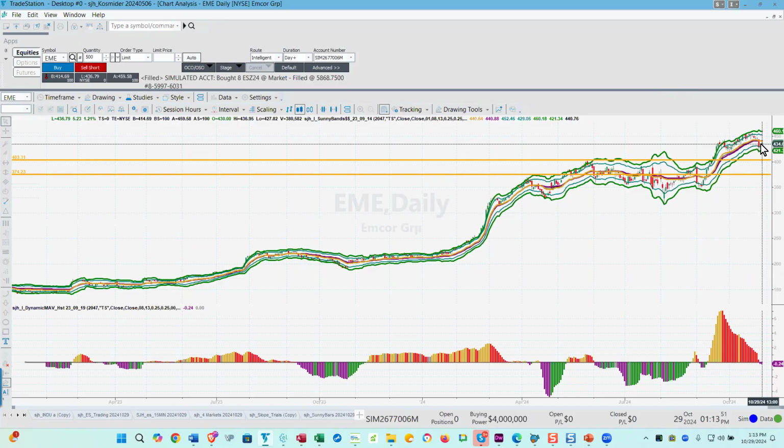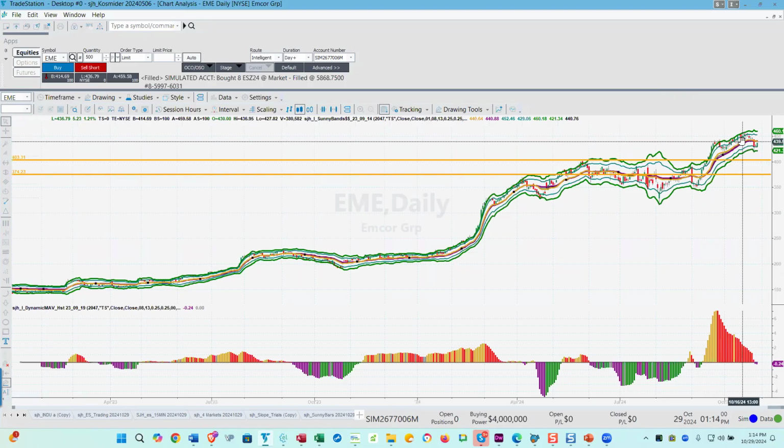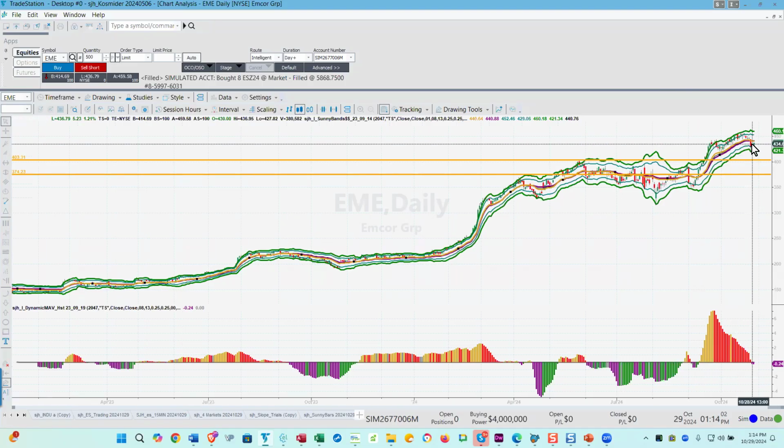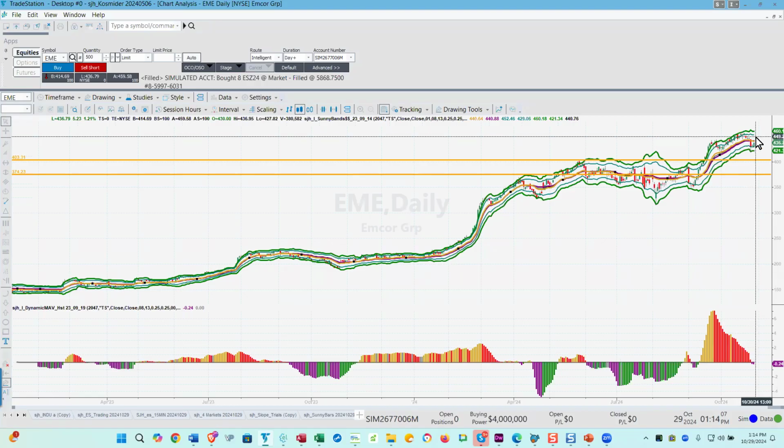Now, you see the DMA is flat right through here. Because it's flat, I'm expecting congestion. So typically what happens with these sunny bands is price will come down, come back up and test it, and then go down, and then come back up and test it. So until it gets out above this DMA, which is at 441, I would not be a buyer. But you can expect when it does, it will get to the upper outer band at 469.